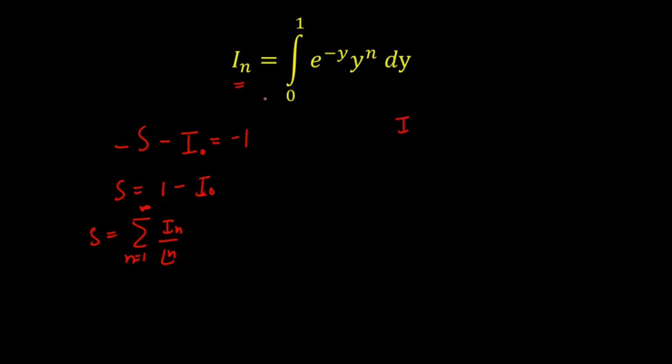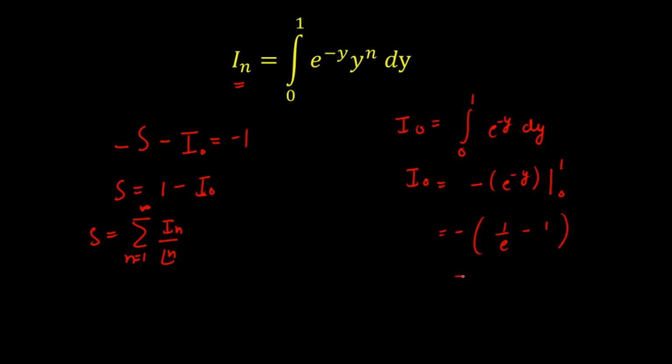So I naught will be, as soon as you put n is equal to 0 here, you will get on the right hand side integration from 0 to 1 e raised to power minus y, and y raised to power 0 is 1, so it is equal to 1, and dy. So let's calculate I naught here. So I naught is equal to integration of e raised to power minus y, which is negative times e raised to power minus y, and the lower limit is 0, upper limit is 1. So negative I'll keep outside. If you put 1, you will get 1 by e, and if you put 0, you will get minus 1.